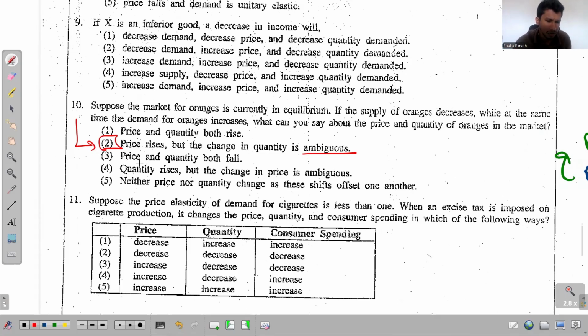But let's go through the other options. Price and quantity both fall. No, wrong. The quantity, no. Quantity rises, neither price nor quantity change. No, totally wrong. So the answer for this question 10 is the second one.